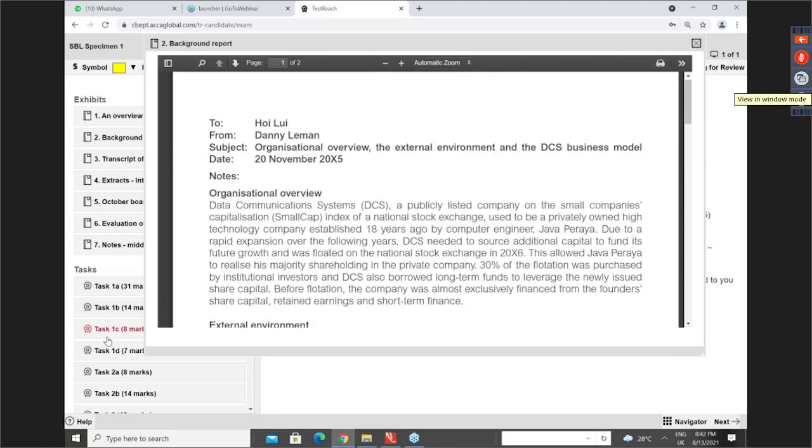So can you guys see the search option somewhere? Can anybody tell me where the search option is? Can you see the search option? Very good. Top left. Here, you see a magnifying glass?